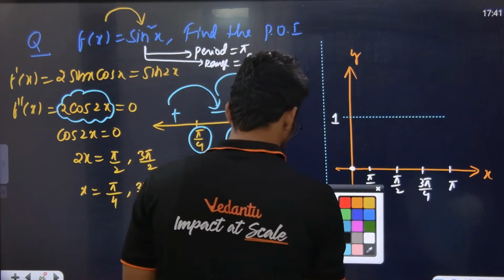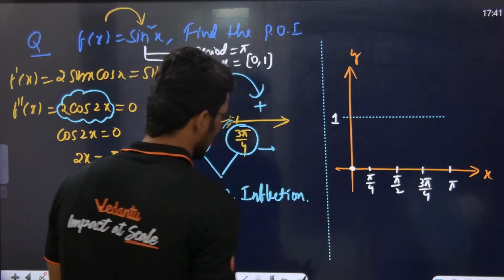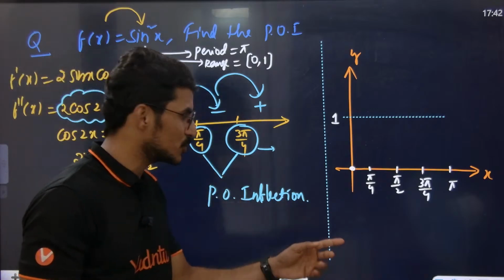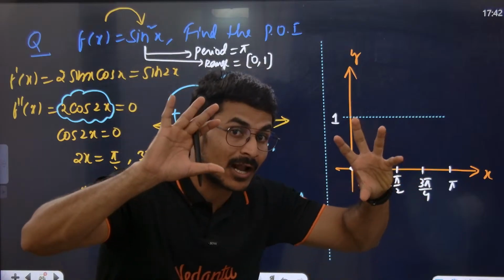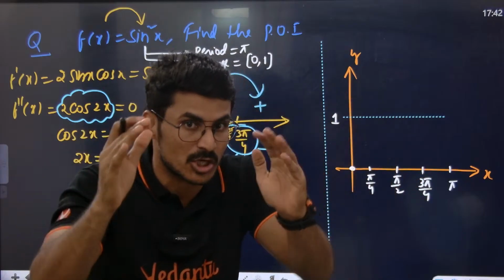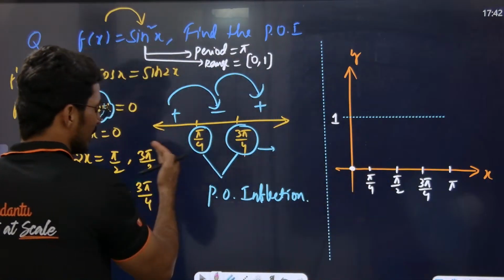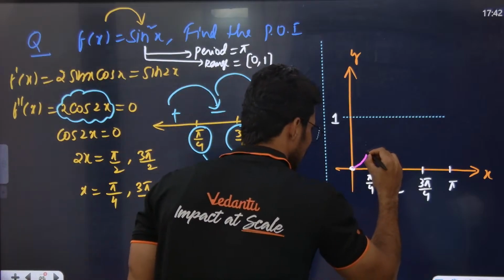Now look at how to draw the graph. Sir, at 0 the value is 0. At pi by 4, what is the point of inflection? Pi by 4 and 3 pi by 4. So near pi by 4 and 3 pi by 4, the shape of the graph will change. There will be a change. Concavity upward or downward will come. Look here. Before pi by 2, plus means the graph goes up.